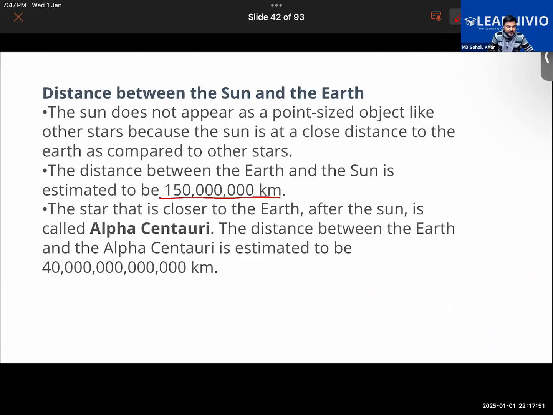Further, we know that the distance between the sun and the earth is very huge, right? So what is the distance between the earth and the sun? So this is the distance here. That is how much? 150 million kilometers away. Exactly. Okay, so that's the distance. Now the star that is closer to the earth after the sun, that is Alpha Centauri. So right after the sun, the next closest star to the earth is Alpha Centauri. That is at a distance of about this much of kilometers. Getting it? So that is how much?